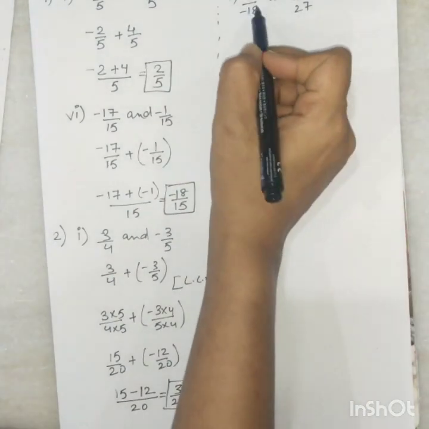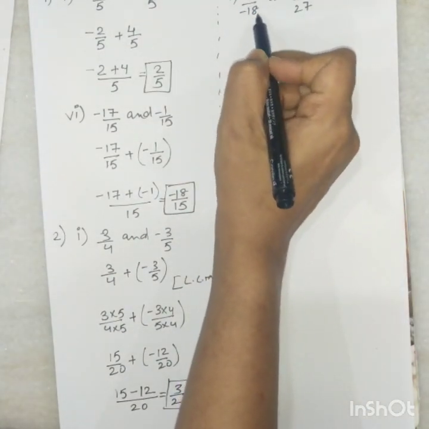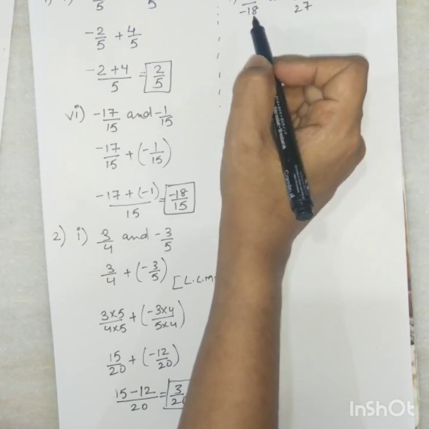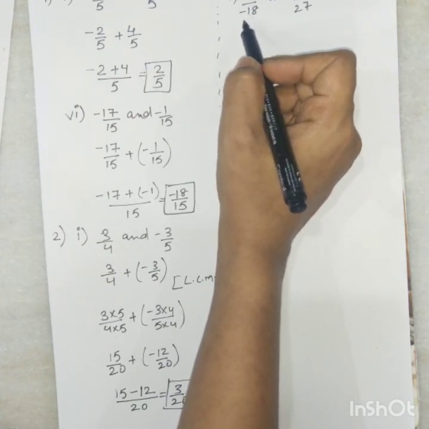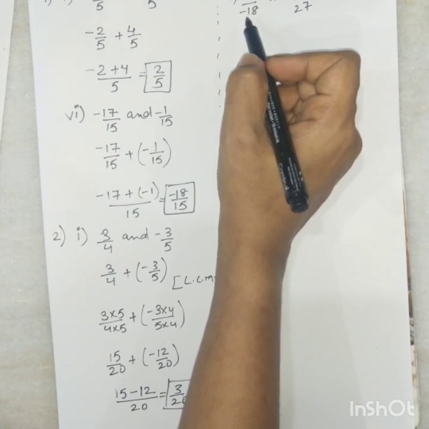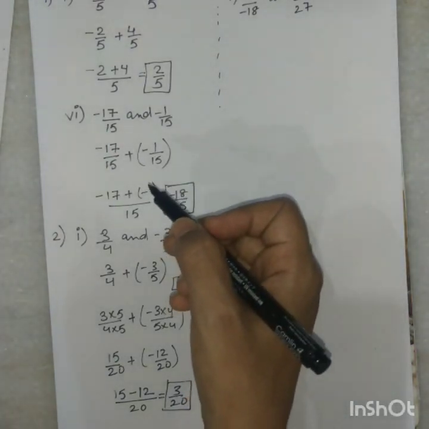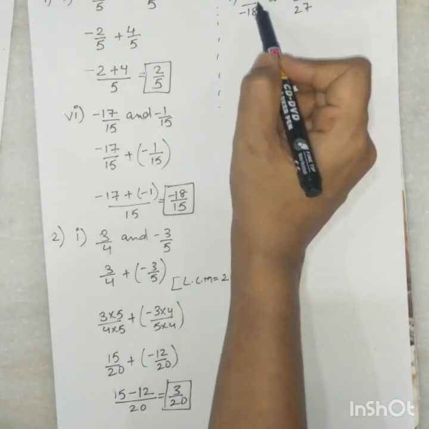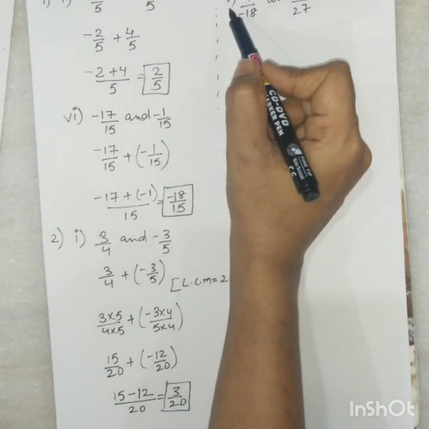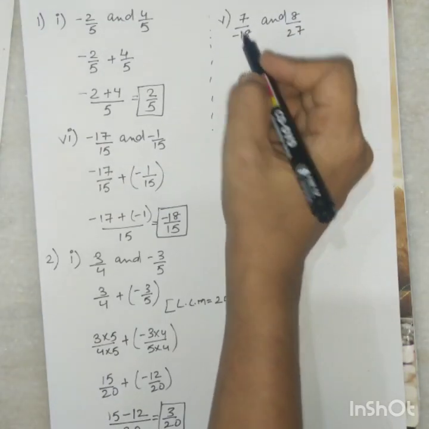So now you can see the denominator is negative. Dear students, do you remember, if the denominator is negative, what we need to do? We need to make it positive first of all, because when we have to take LCM, we won't be able to take LCM of a negative number. So we are going to make it positive.